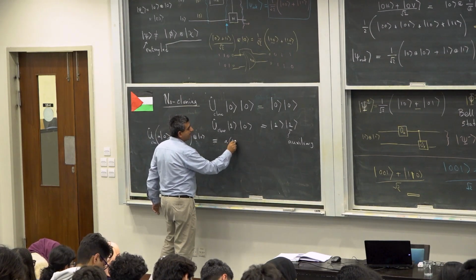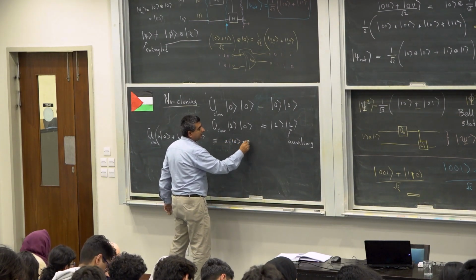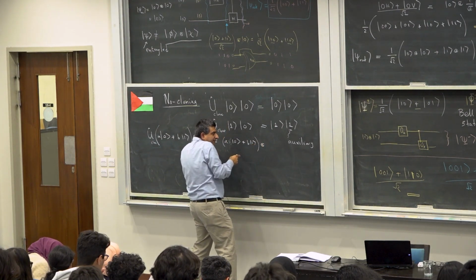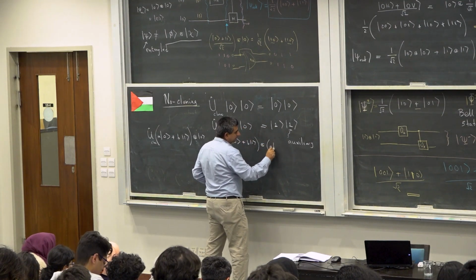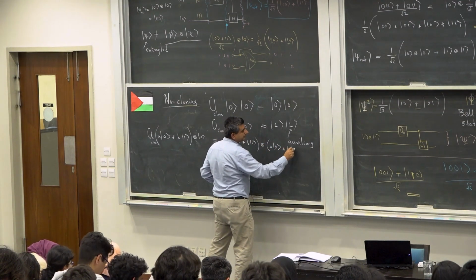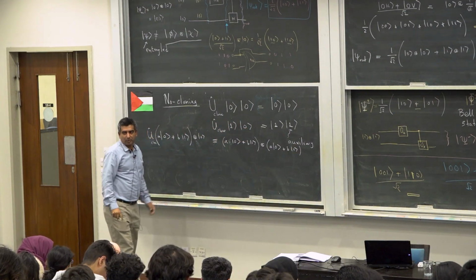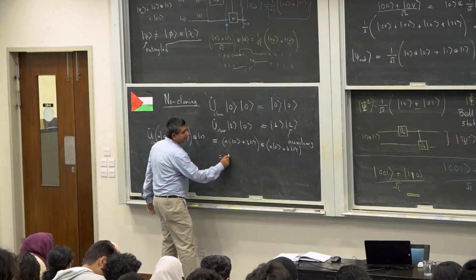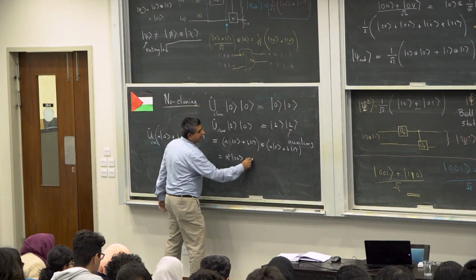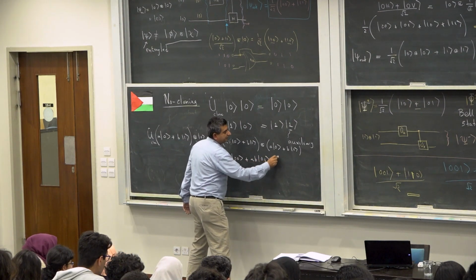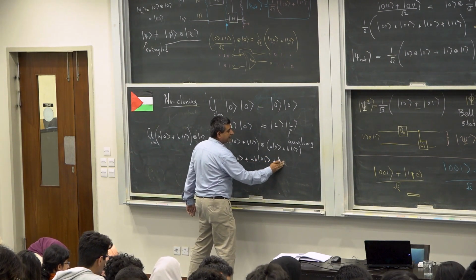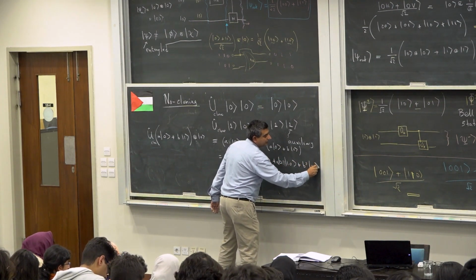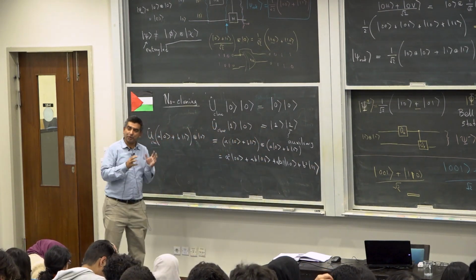A|0> plus B|1>, and then crossed with the second qubit. This information is now copied onto the second qubit. Where A and B are complex numbers. Right? So this really is A*A|00> plus AB|01> plus BA|10> plus B*B|11>. This is what you should get.